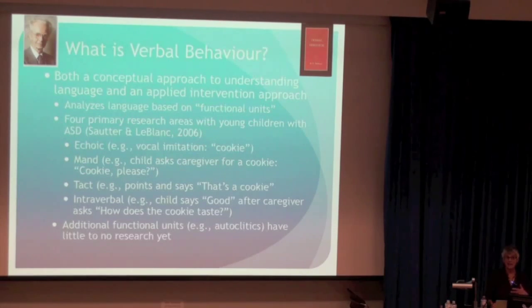Cookie can be a tact. A tact is like a label, okay? So kid points and says, that's a cookie, or cookie. And now he doesn't want it. He's just telling me, that's a cookie. And I don't give it to him. I say instead, yes, that's a cookie. That's a chocolate chip cookie, right? If I've been working closely with speech language pathologists, I might say, yes, that's a big chocolate chip cookie, or a big red chocolate chip. I expand the utterance, see?